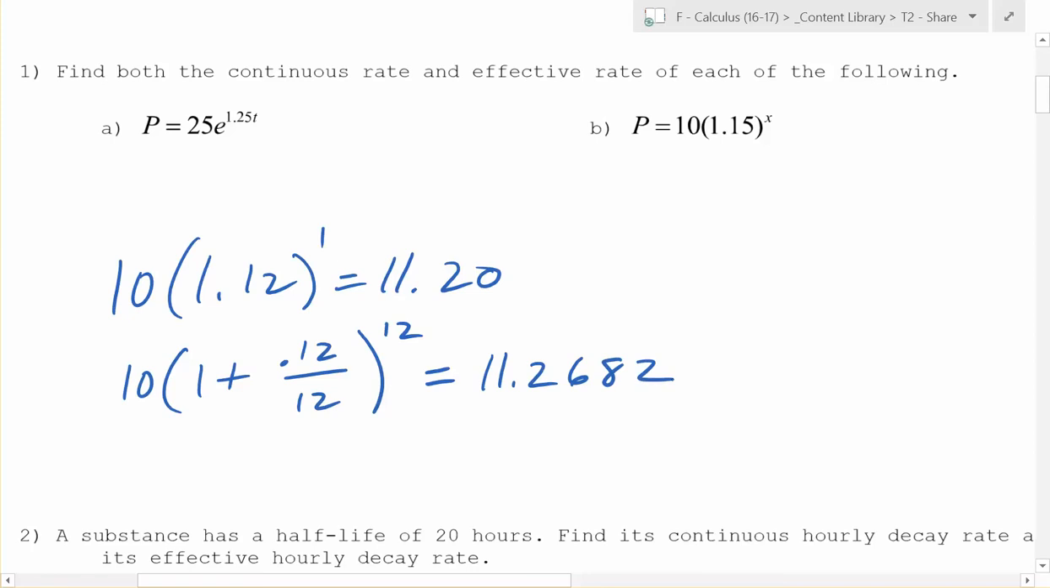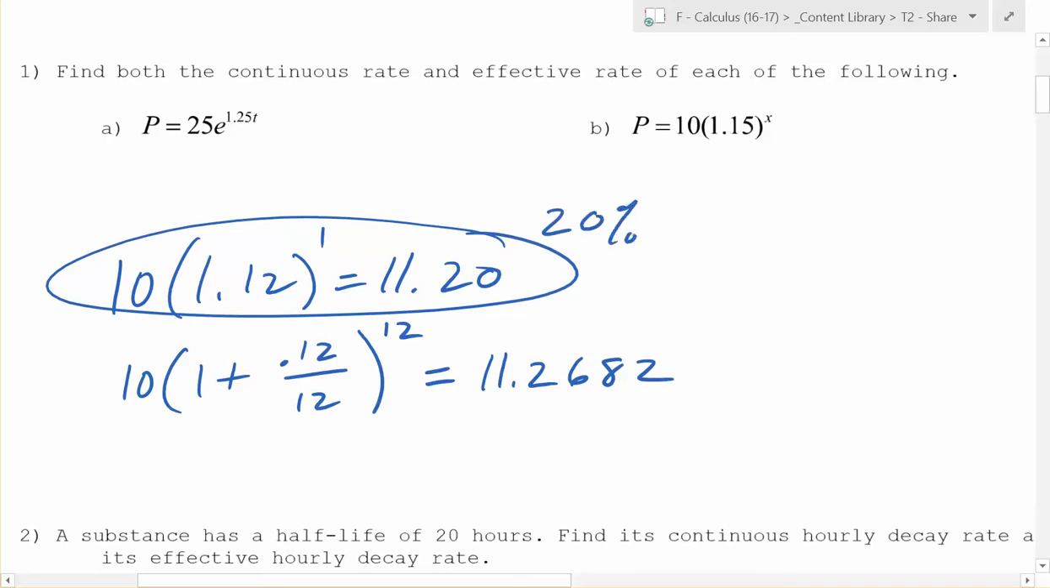So here's the thing. Effective interest is, simply put, what would the interest rate need to be to get what you get in 1 year? So what's the effective interest rate for this one? The effective interest rate on this one is 12%, because how much interest do you need to earn in order to get $11.20 from $10 in 1 year? It's 12%, right?